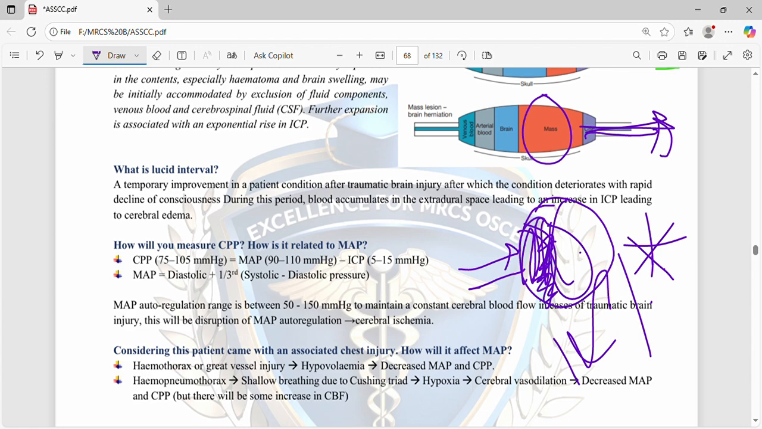So this is a typical feature of extradural hematoma, a temporary improvement in the patient's condition after traumatic brain injury, after which the condition deteriorates very rapidly. During this period, blood accumulates in the brain.